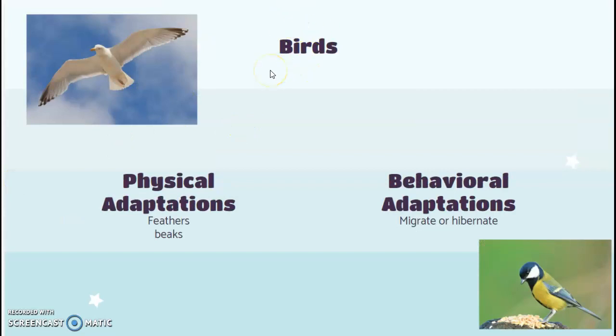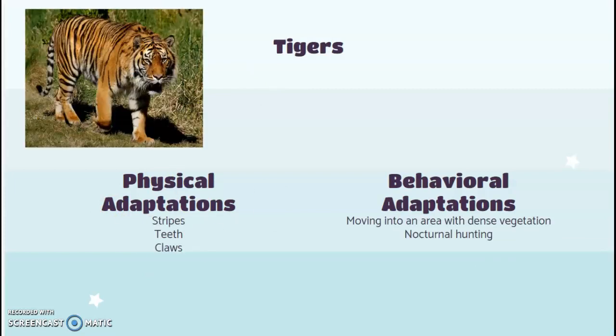So birds, some physical adaptations: you have feathers and beaks. Behavioral are migrate and hibernate. Physical you can see, behavioral you cannot see unless they're doing them and you see them. Tigers, the physical adaptations are stripes, their teeth, and even though many different things have teeth, it's the way their teeth are shaped too, because that determines if it's better to eat meat or plants or both. Their claws. Behavioral, moving into an area with dense vegetation, nocturnal hunting, those are behavioral adaptations.